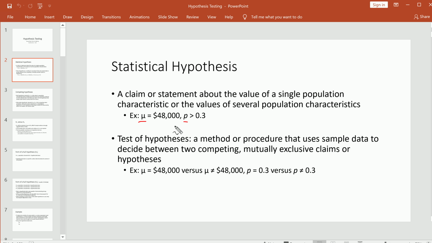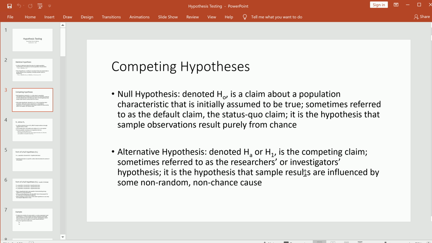Okay? A hypothesis test or a test of hypotheses is a method or a procedure that uses sample data to decide between two competing claims that are mutually exclusive. Okay, so for example, mu equals 48,000 versus mu doesn't equal 48,000. Proportion equals 30%, 0.3, or proportion doesn't equal 30%. Those are two examples of competing claims. Now these competing claims have names. They're called the null hypothesis and the alternative hypothesis.